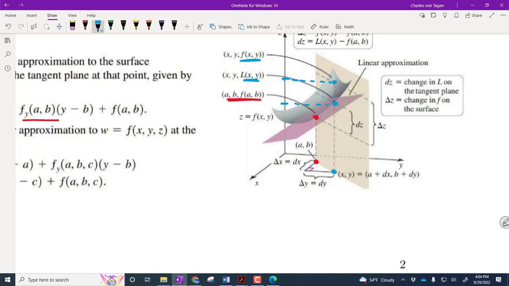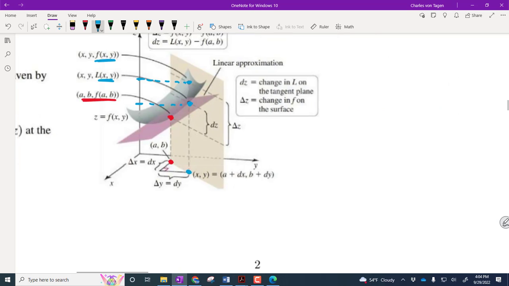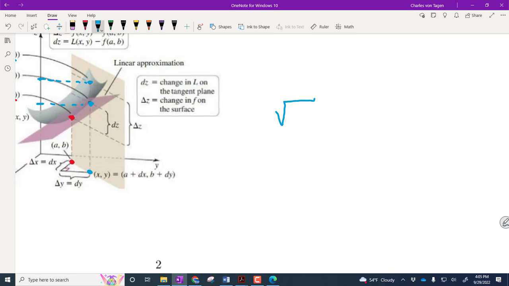Okay? The way I try to sell this to students when I teach it in Calc 1 is I basically give them a way of approximating. I try to sell it by saying, hey, let's not do the square root of 16, which is 4. Let's approximate the square root of 16.5 using linearization. So we can think of this as a function f of x is the square root of x. So we've got a nonlinear function here.